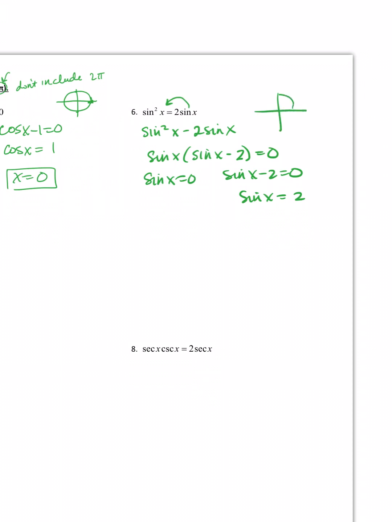Where is the sine 0? Where's the y value 0? Well, at 0 and at pi. So this would give me 0 and pi. Then look at this. Where is the sine 2? Well, the highest value for sine is a 1 right up here, isn't it? It doesn't go to 2. So this would be an empty set. This part of it does not have a solution. So my only answers really are 0 and pi.